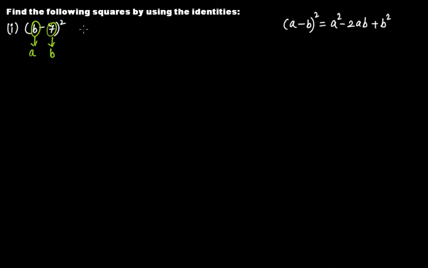So this becomes a squared means b squared, minus 2 multiplied by a means b here, multiplied by b means 7 here, then plus b squared means 7 squared, and so you get b squared minus 2. Now 2 multiplied by 7 is 14, so 14b plus 49. So this is your answer.